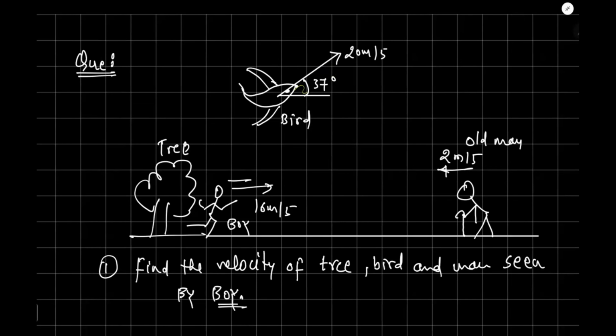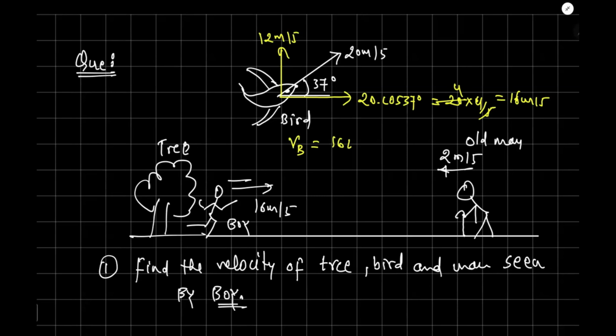Now I will take the component. So this component will be 20 cos 37 degree, that is going to be 20 into 4 by 5, 16 meter per second. Similarly यहाँ पे हम लेंगे एक component 20 sin 37, तो उसका वैल्यू कितना आएगा? 12 मीटर पर सेकंड. So I can write the velocity of bird is equal to 16 i cap plus 12 j cap. I can write the velocity of boy, b dash कर देते हैं इसको, 16 i cap, and the velocity of tree equal to 0, and the velocity of old man is equal to minus 2 i cap.